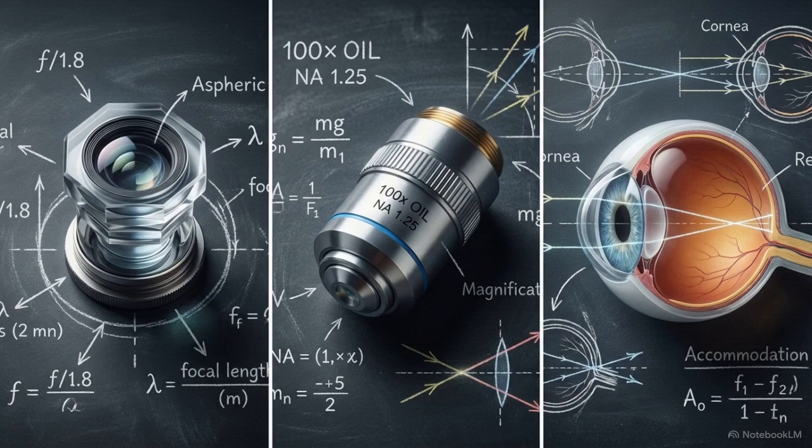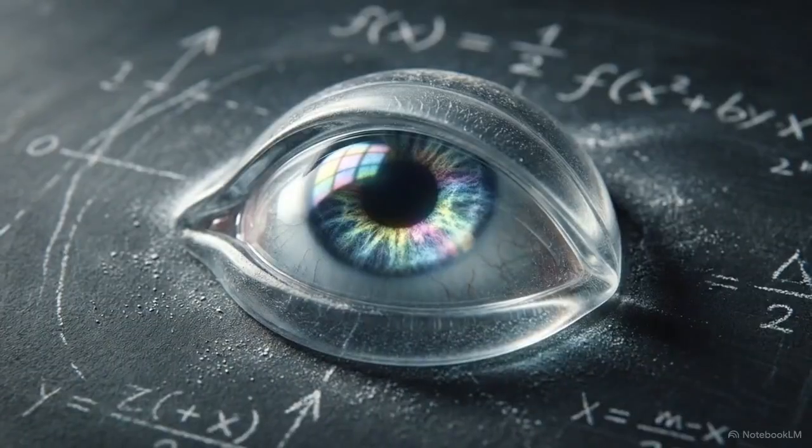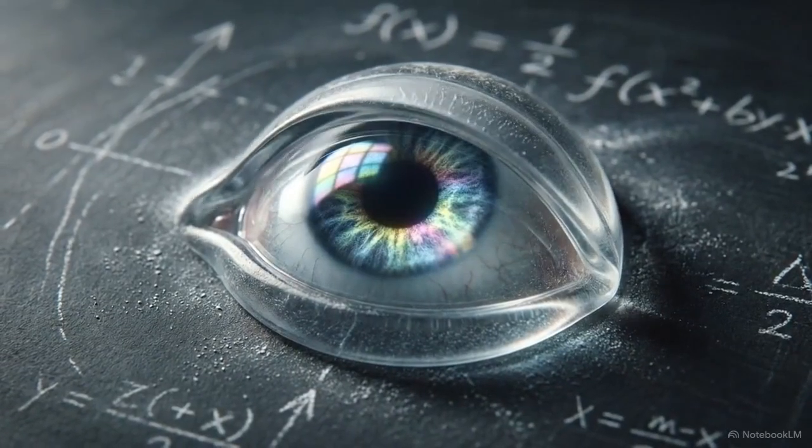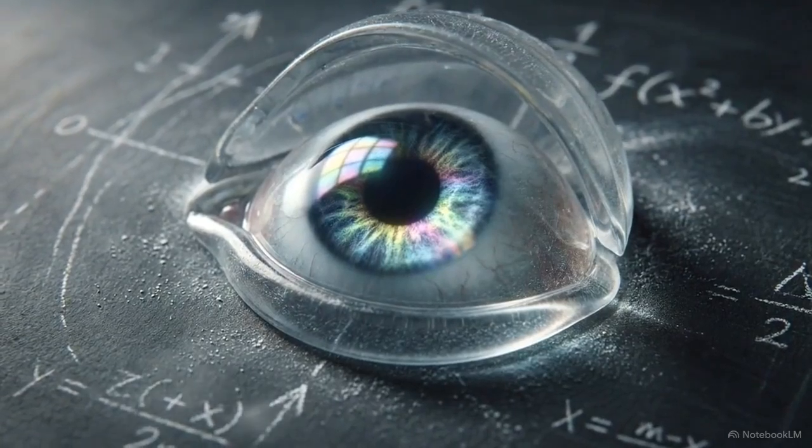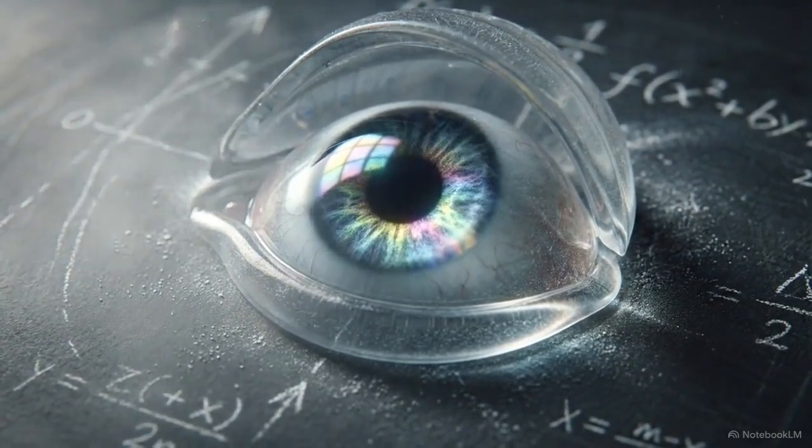Look closely at a smartphone camera, a microscope, or even your own eye. You'll find a curved, transparent material capturing and guiding light. These are lenses, invisible tools that allow us to process the visual world.